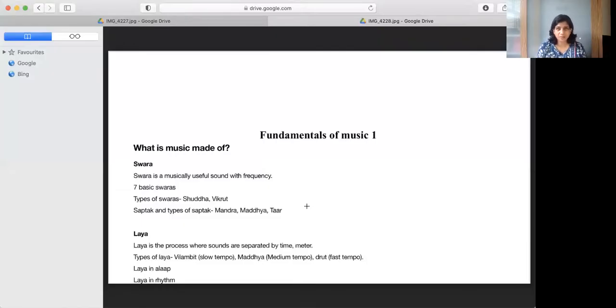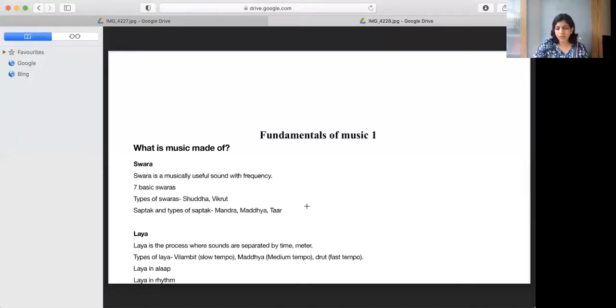Whereas in many other cultures, there is also the swar aspect. If you've heard Gregorian chants and a lot of European music also, they have given a lot of importance to the swara aspect of music also.